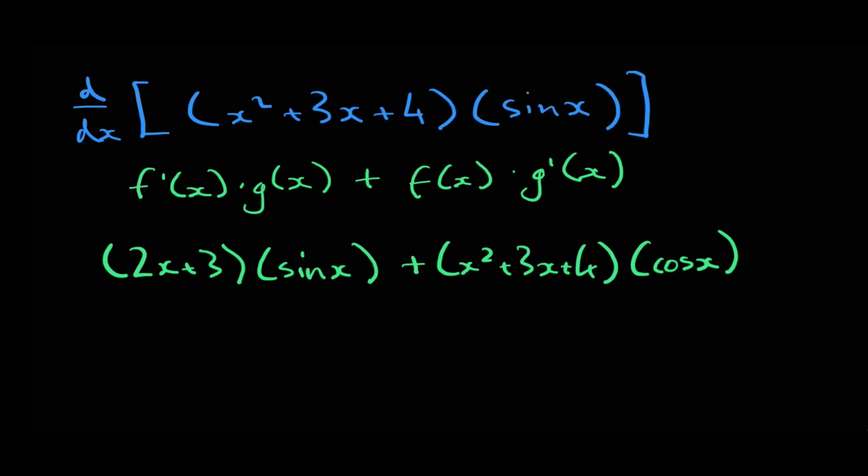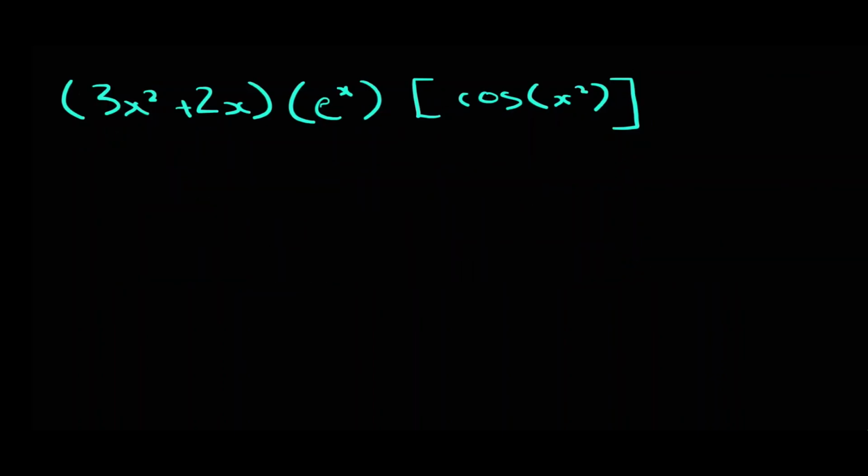So you just assign one of the functions as f of x and the other one as g of x, and then you just use the formula that I've written on screen. The derivative of f of x times g of x plus f of x times the derivative of g of x. And you can still use the product rule even if you have more than two functions being multiplied together. You're just going to need to apply the product rule more than once.